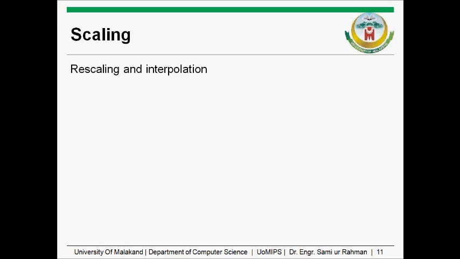Have you already heard about interpolation? Interpolation. You? But you are sleeping. Okay, you have already heard this word interpolation. Okay. You? Okay.